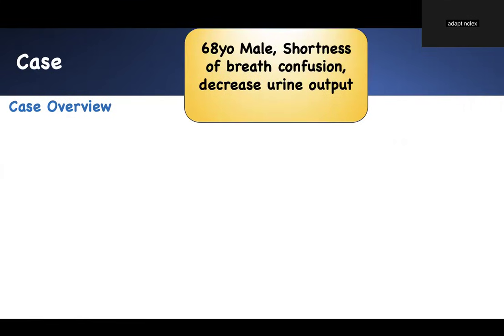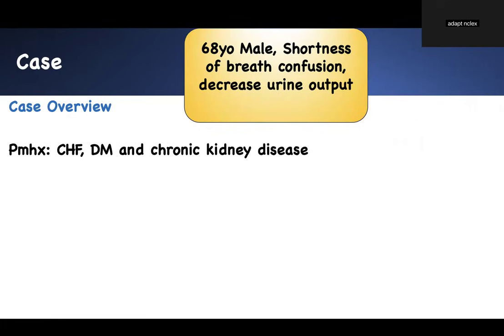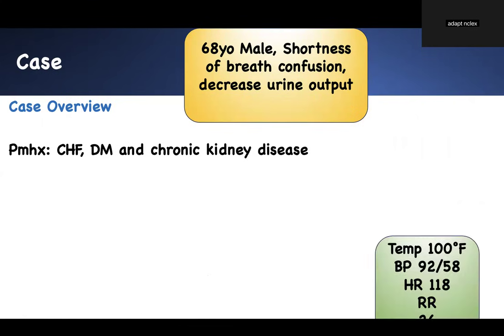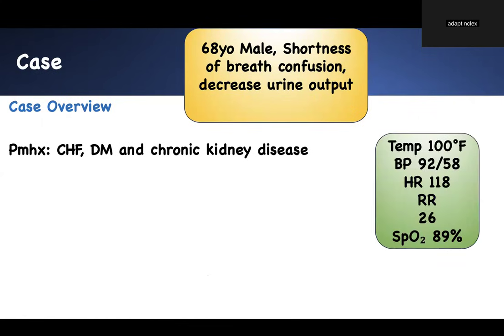Our patient is a 60-year-old male with shortness of breath, confusion, and decreased urine output. His past medical history: he has CHF, diabetes, and chronic kidney disease. What do you think is going on with this patient? Shortness of breath, confusion, and decreased urine output with this information about his past medical history. I'll give you his vitals.